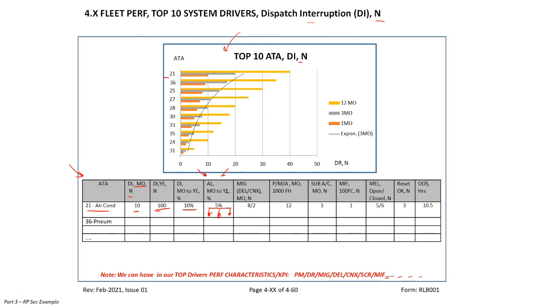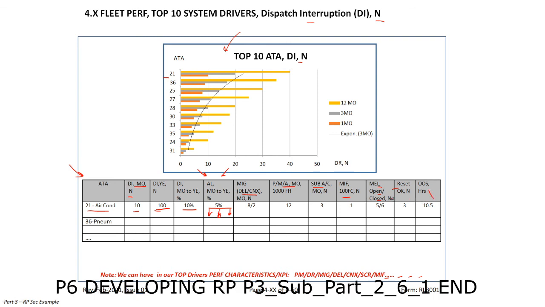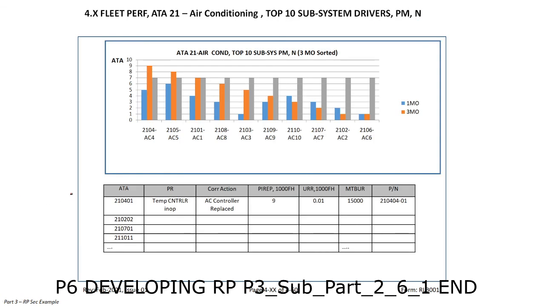Okay? Probably I will create another presentation just to show you very quickly how to calculate alert levels, but as I said, this is one of the methodologies, okay? Anyway, let's move to the next item, which is delay cancellations, MyRep information. Here I include substitute aircraft, flight interruptions, MEL open closed, reset okay, and out of service hours. Now let's move to the next slide. And now let's try to understand what's happening at the subsystem level.